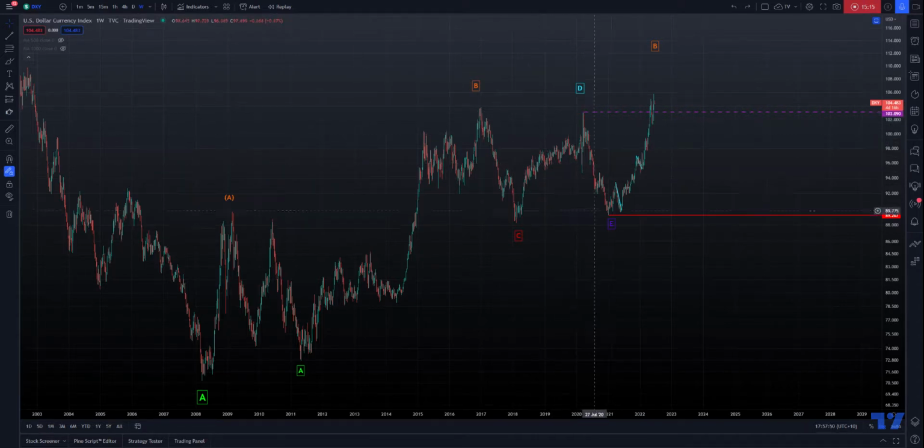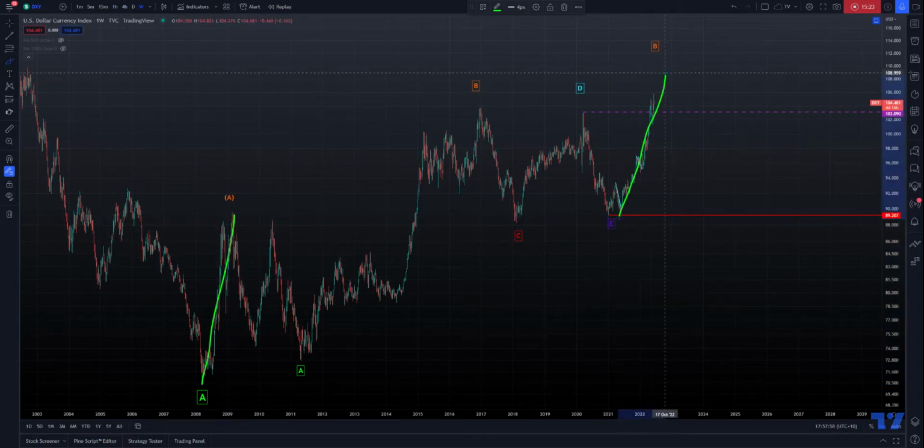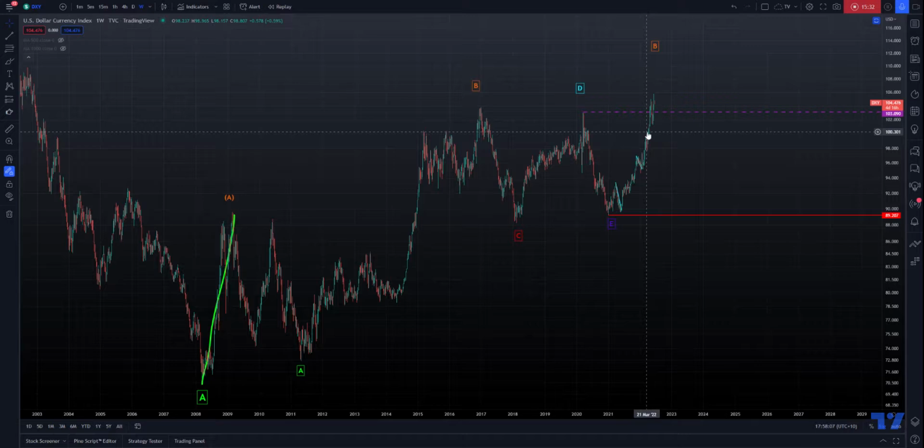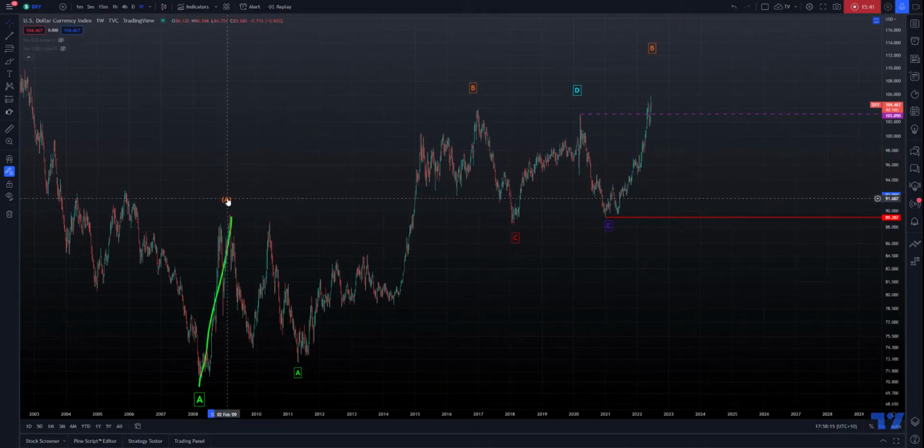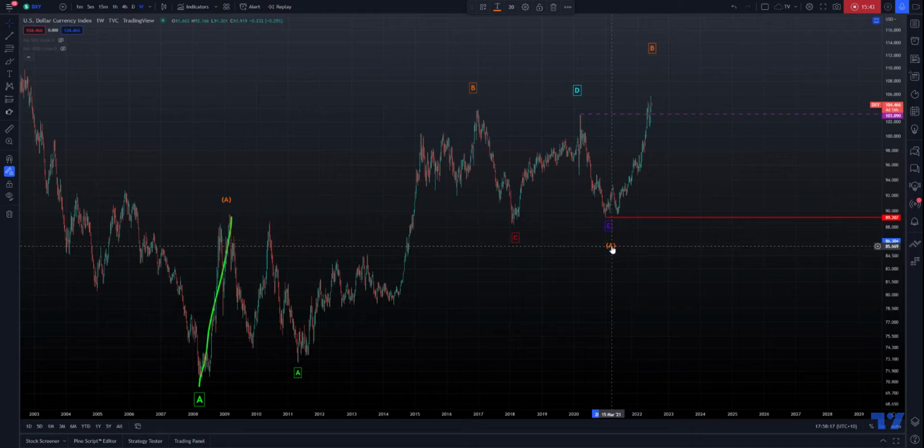So we got the E, and now all we needed to do was get a similar move to wave A, and probably not over yet, right? But very close. Okay, so what I believe is going to happen is that once we do get a complete C wave here, because remember that's A wave, B wave ended here.